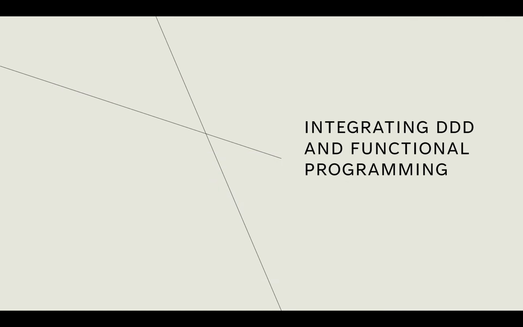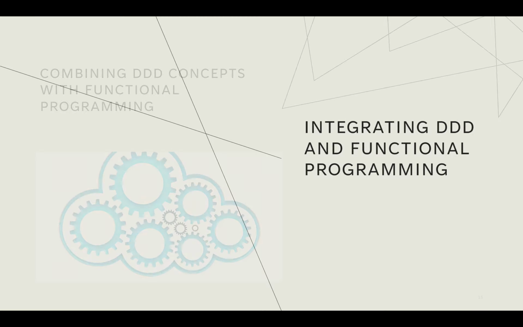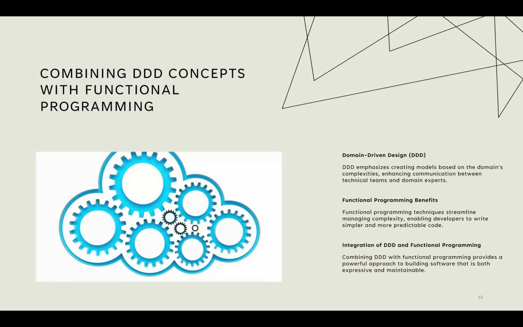Integrating DDD with functional programming creates powerful systems that leverage the strengths of both methodologies. This combination can lead to more robust and maintainable service designs. By applying DDD concepts with the functional paradigm, developers can create clear and concise models that reflect the domain, which benefits from functional techniques to manage complexity.